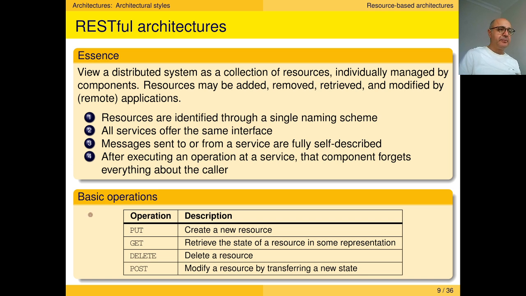So we're not keeping a state in that case on the resource side. Each resource should be providing these four operations, not more. These are put, which is for creating a new resource, get for getting or retrieving the state of the resource, delete to remove the resource, and post to modify the resource so that the state changes when you do the modification.